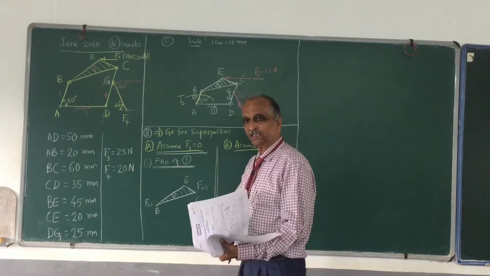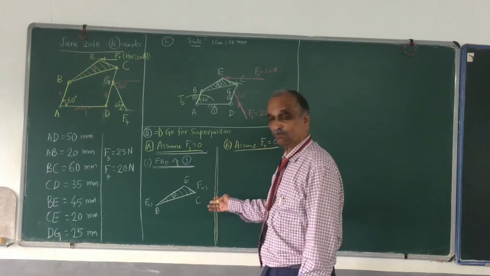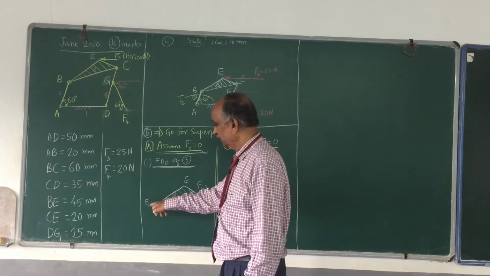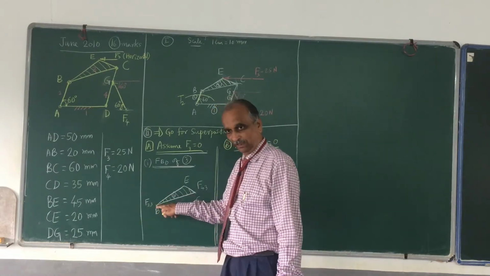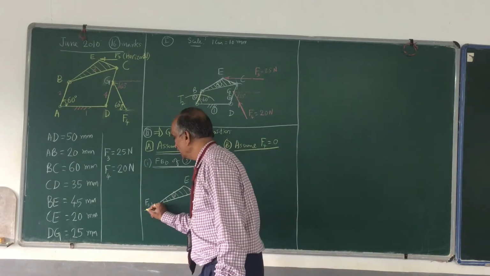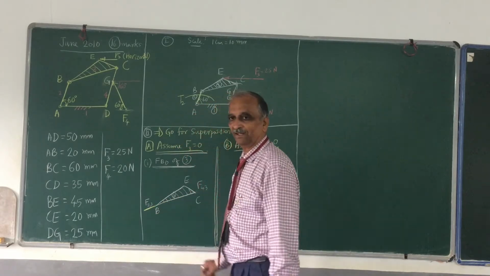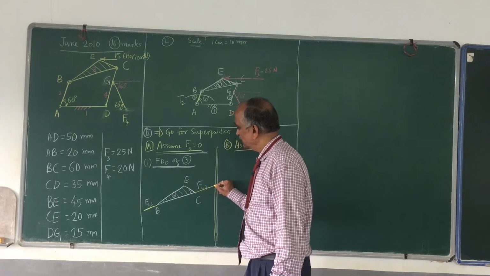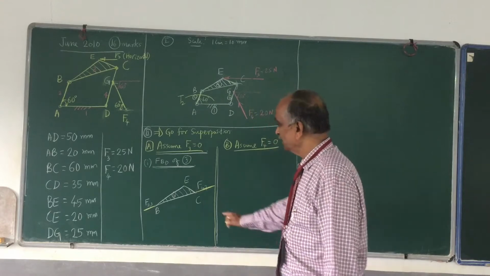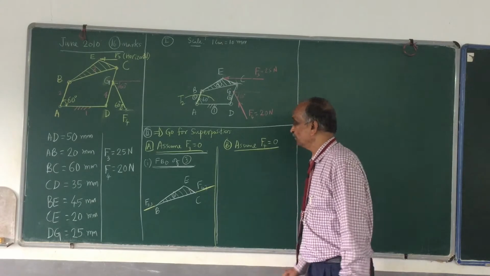Now these are the only 2 forces, and these 2 forces must be equal, opposite and collinear. So that means F2,3 passes through not only B, it also must pass through C. Therefore, the line of action of F2,3 is along the line BC. And the same is true with F4,3 also. I hope it's clear. So now the line of action of F4,3 is known.